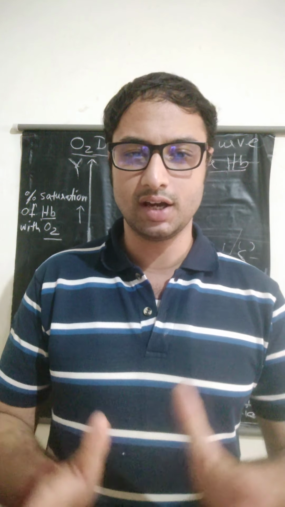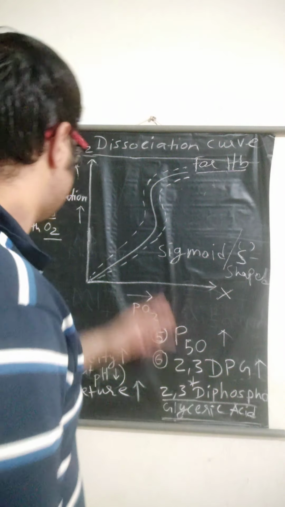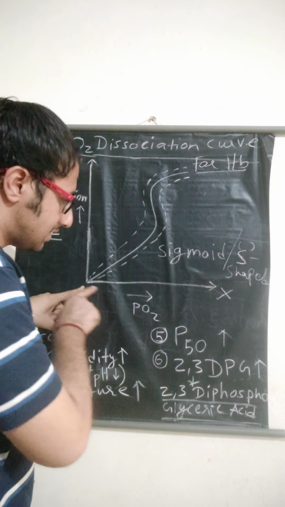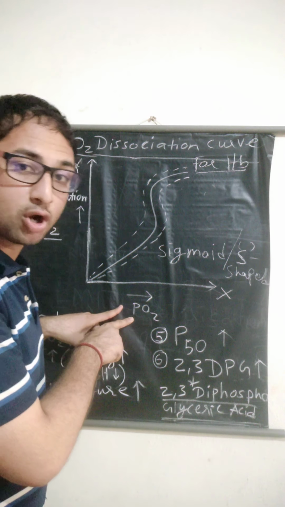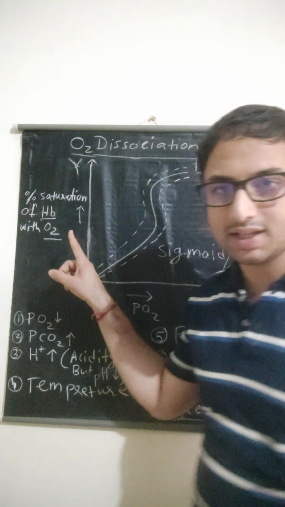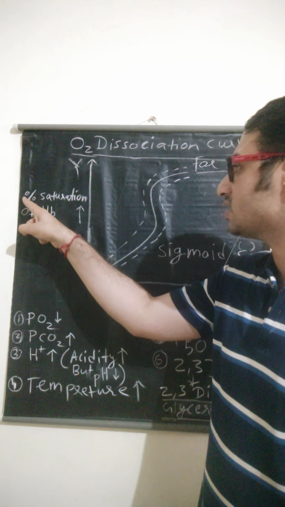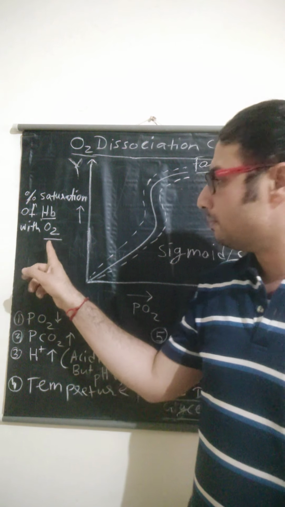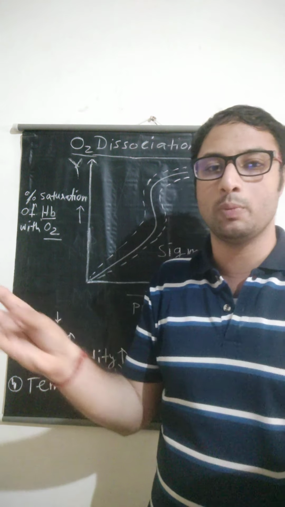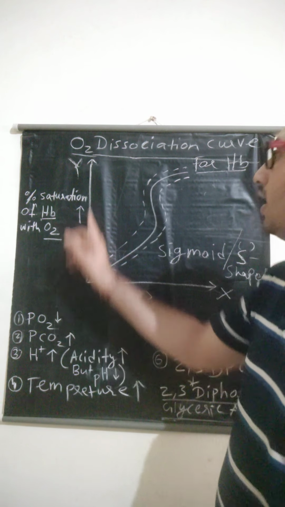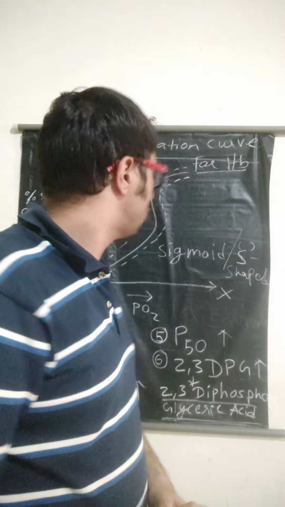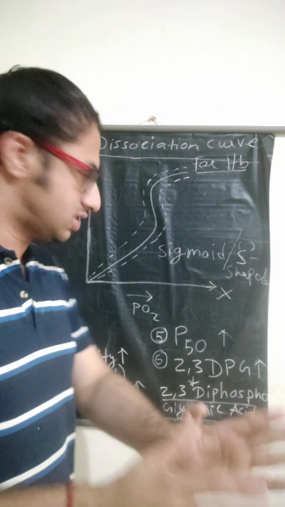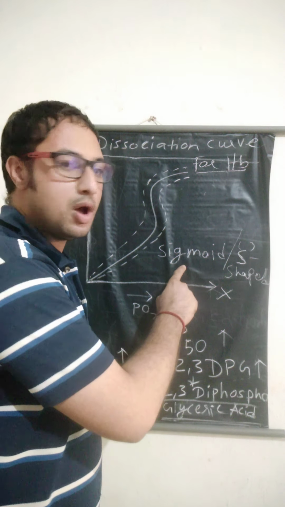Now, the oxygen dissociation curve: first of all, here the x-axis shows the partial pressure of oxygen, whereas the y-axis shows the percentage saturation of hemoglobin with oxygen, meaning how much percent of hemoglobin is bound to oxygen. And one more thing about this curve: for hemoglobin, the oxygen dissociation curve will be of which shape?